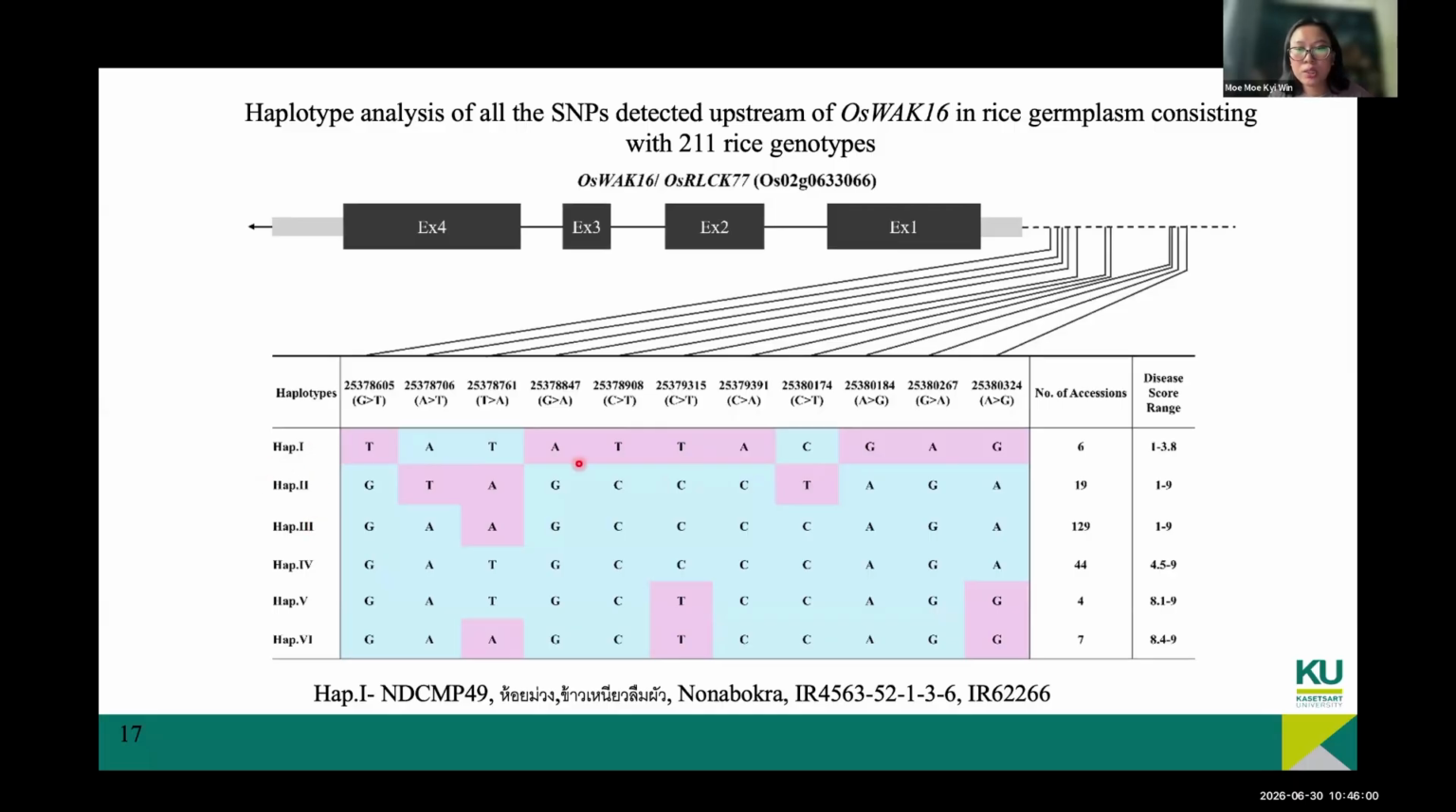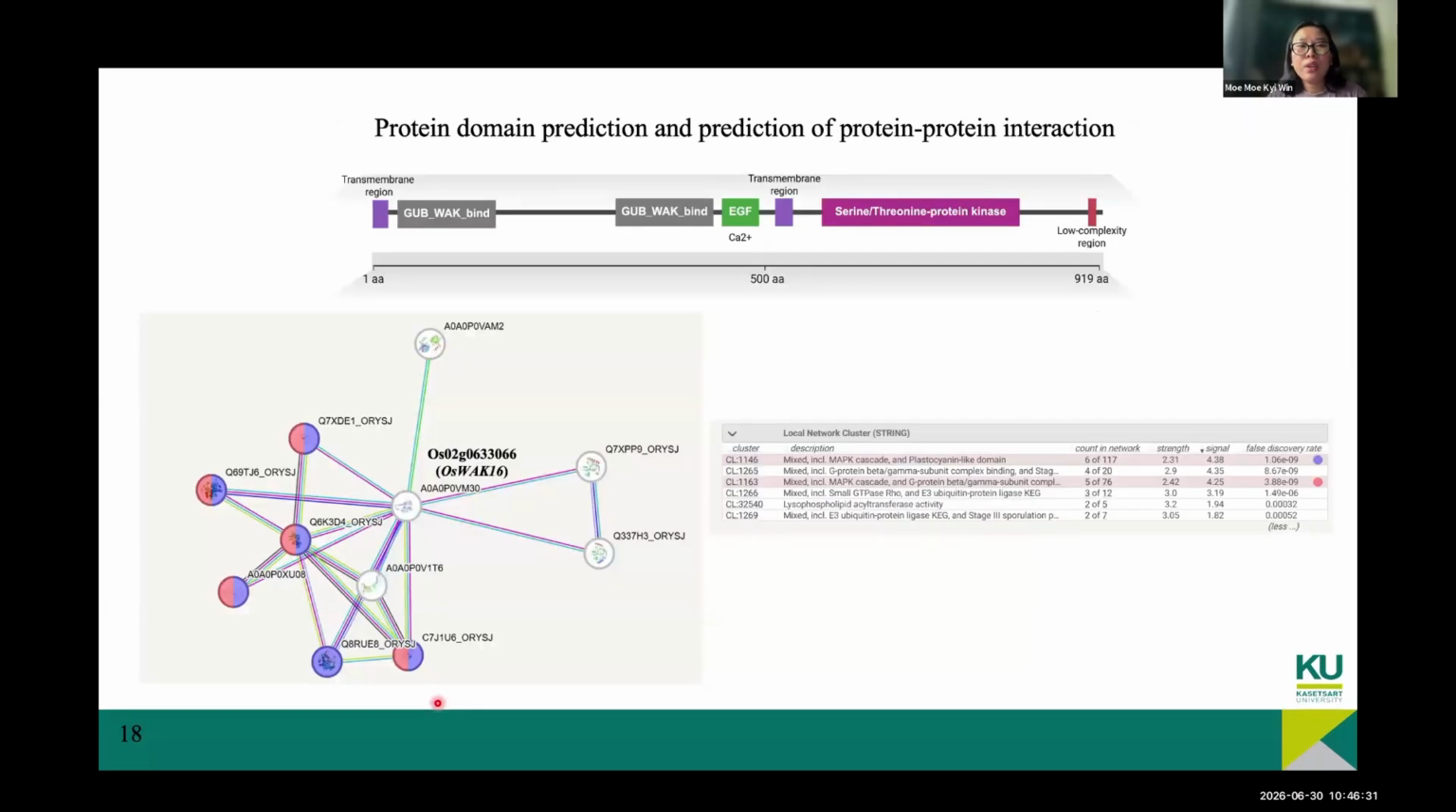Only haplotype 1 shows a disease score range of 1 to 3.8, which means the phenotype is resistant to moderately resistant. This haplotype 1 contains only 6 accessions, including our resistant parent and DCMP49. So not only this variety, there are other 5 varieties that we can potentially use for the resistance breeding program against XOC infection.